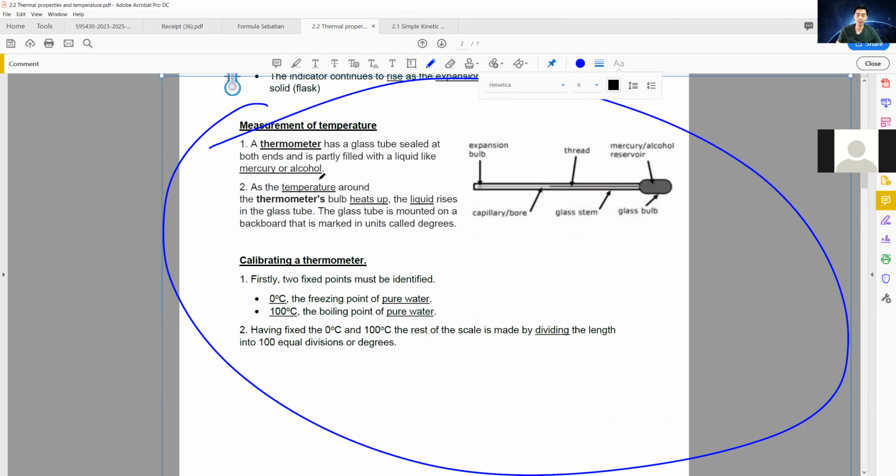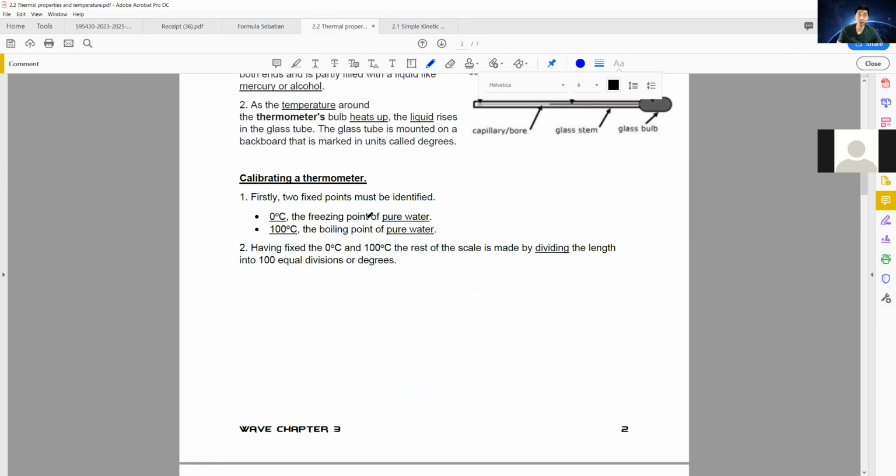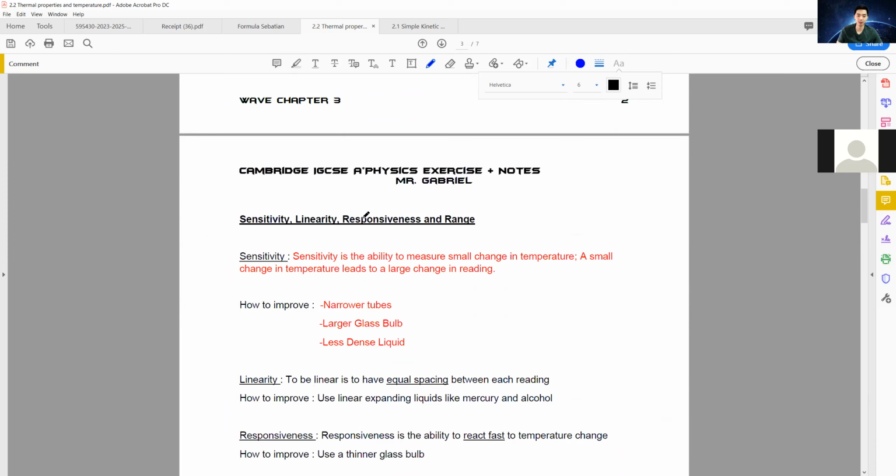Then we'll also learn about the calibration of a thermometer. Calibration of the thermometer is essentially printing the scales onto it. How do I know where I am supposed to print the 0 degree mark? Where am I supposed to print the 100-degree mark? And then after that, how am I going to scale it? That is essentially the calibration of a thermometer.